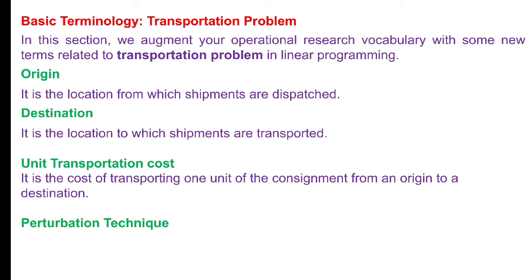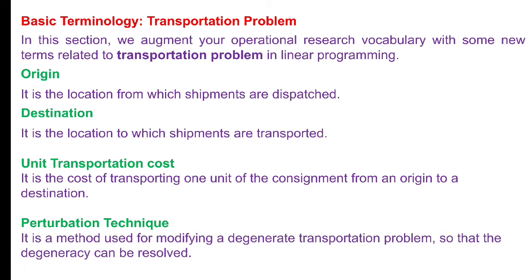Perturbation technique. It is a method used for modifying a degenerate transportation problem so that the degeneracy can be resolved. That is the meaning of total supply equal to total demand. When we solve it, the variables or cells will be in the form of m plus n minus 1 allocated cells. That means the values should be calculated. If that condition is not satisfied, then we call it a degeneracy problem. In our syllabus, we are going to study only the non-degenerate problem, that is, the allocated cells will be m plus n minus 1 cells.